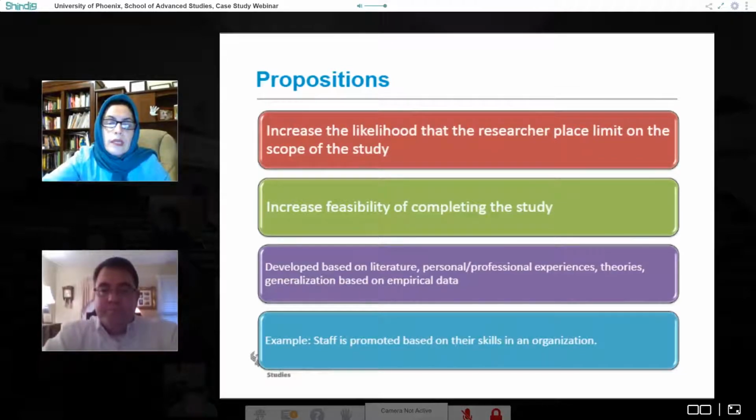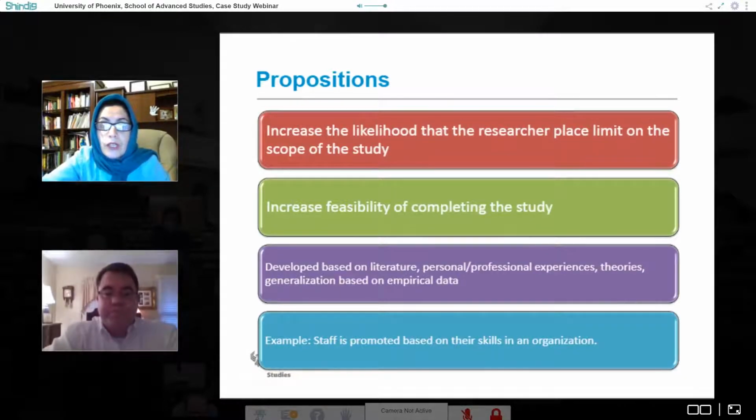And so one example that I added here is that you may say that staff is promoted in an organization based on their skills. That's a very simple proposition that you may have. For example, if your research question focuses on why or how staff is promoted in one organization, then your proposition is staff is promoted based on their skills. But that's what you think.